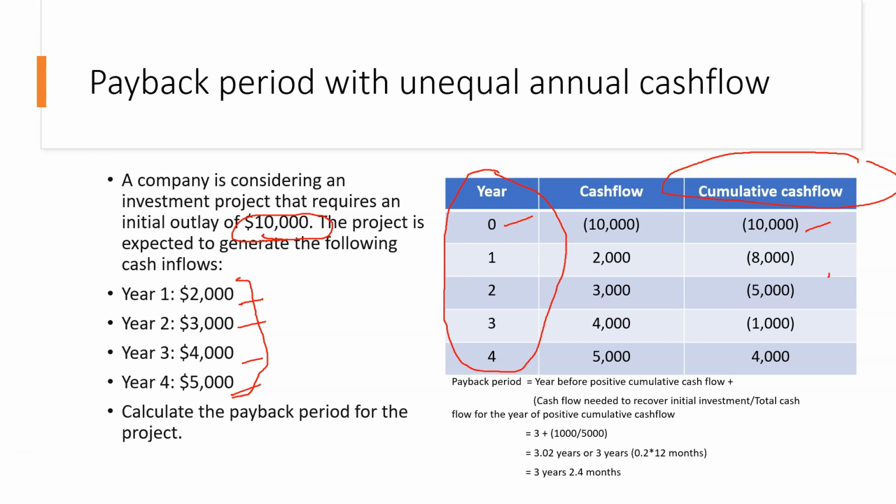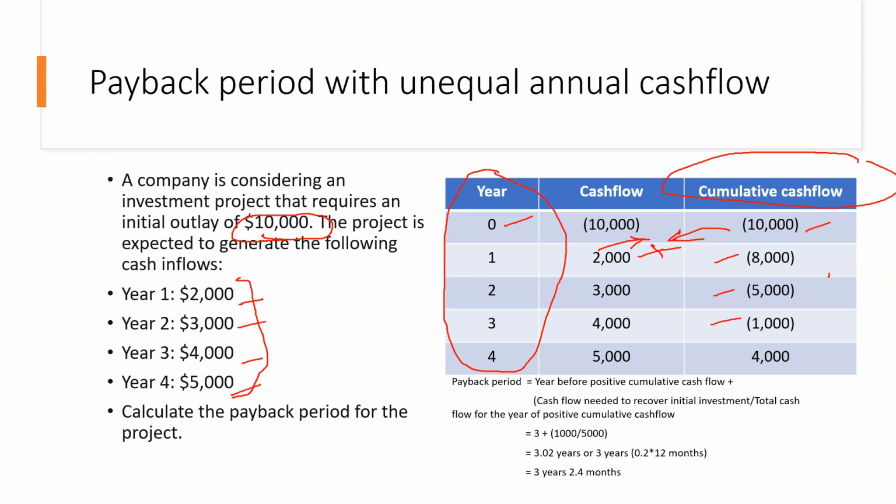Next year, you have a cash inflow of 2,000. So how do you get 8,000 negative over here? You add 10,000 with 2,000. So 10,000 is negative, 2,000 is positive. You end up with 8,000 negative at the end of year one. So you do the same thing after taking off the 3,000 positive cash flow in year 2, you will end up with a negative cash flow of 5,000 in year 2.